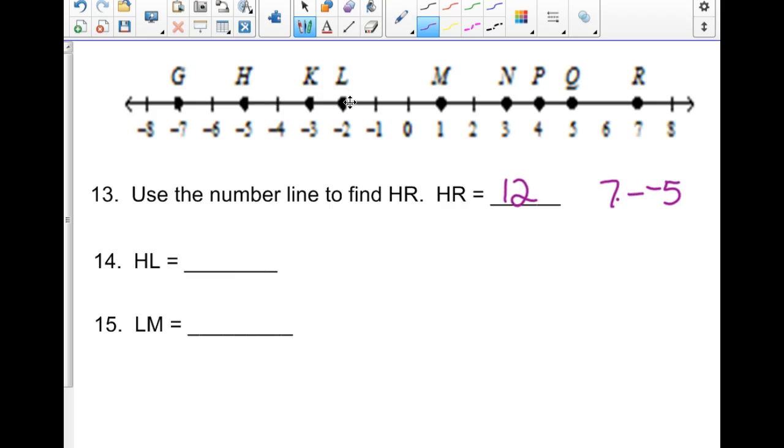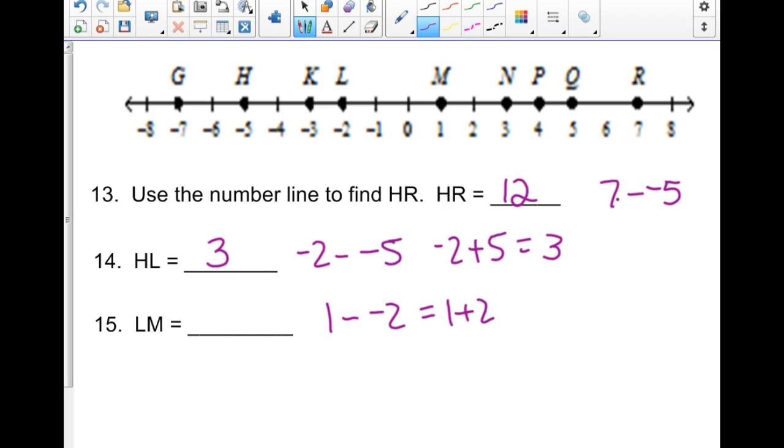From H to L, 1, 2, 3, if you want to just count it. Or max, -2 minus -5 would give you -2 plus 5, which is 3. From L to M, M is the larger value because it's to the right, so that'd be 1 minus -2. You take the coordinates of L and M and subtract, and then take the absolute value. If it comes out negative, you change it to positive. So 1 minus -2 would be 1 plus 2, which is, of course, 3. And you could also verify that by counting 1, 2, 3.